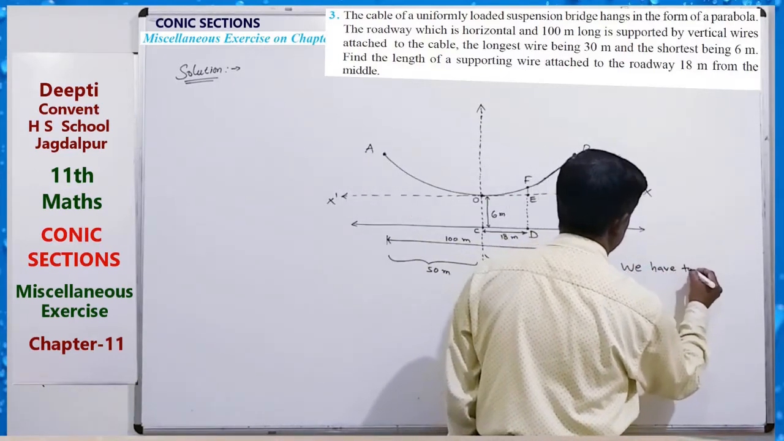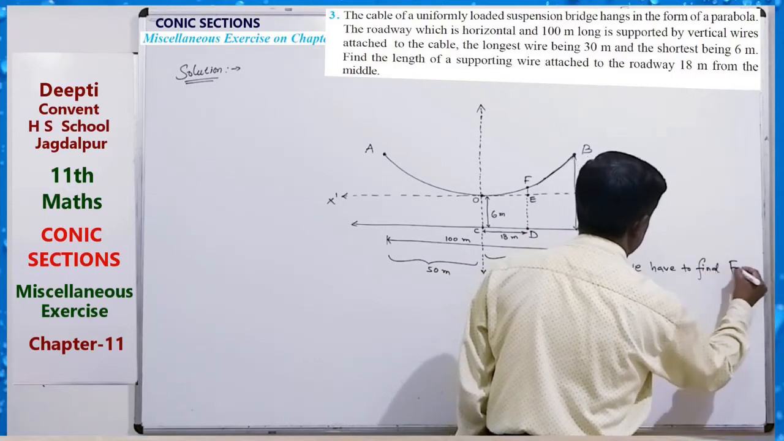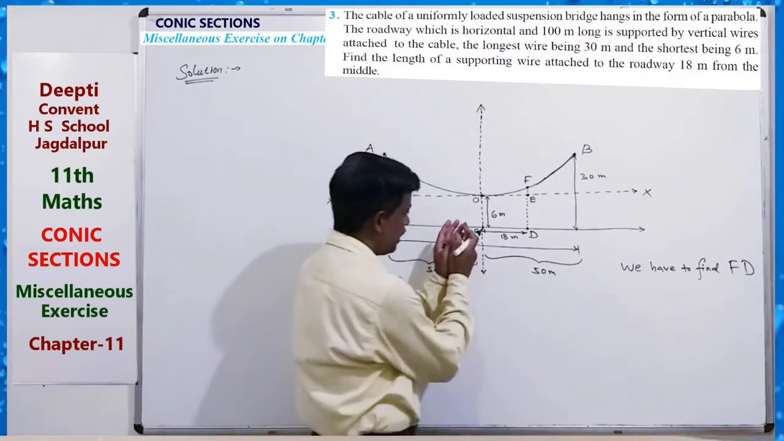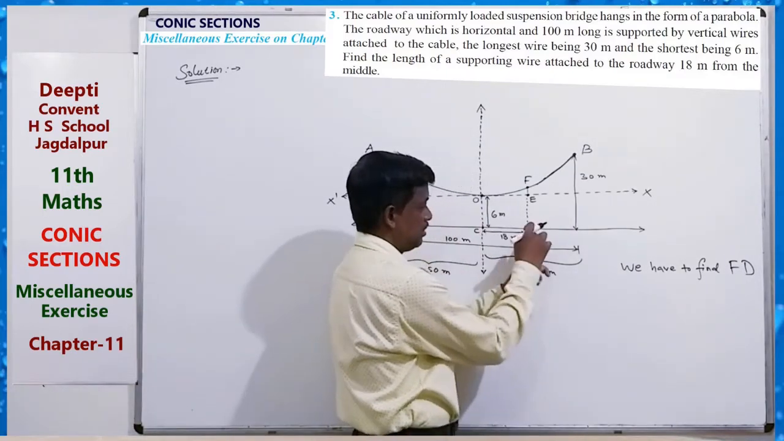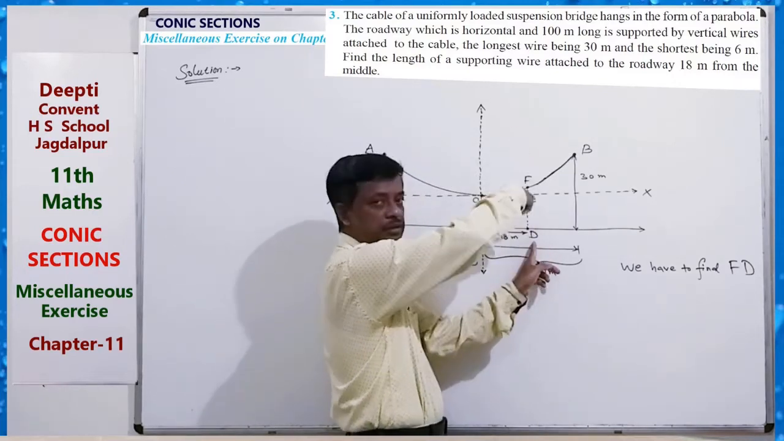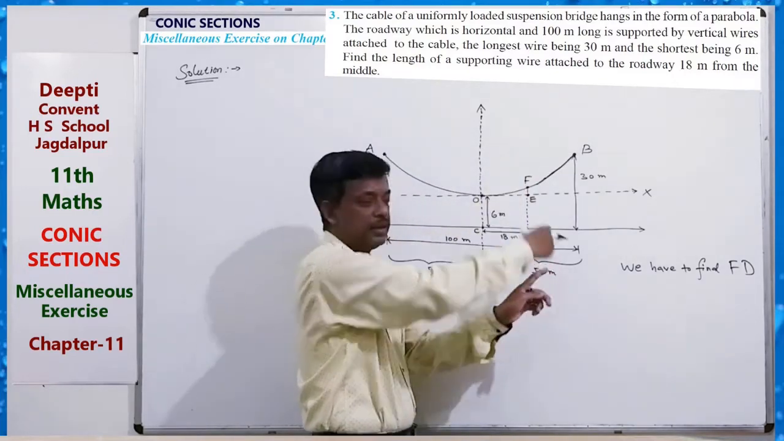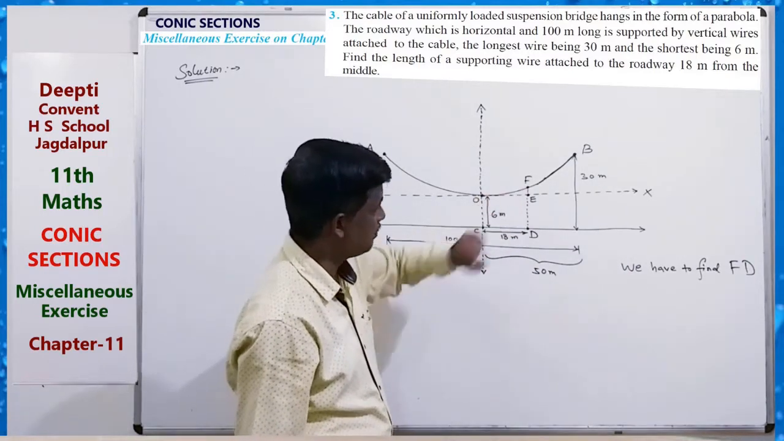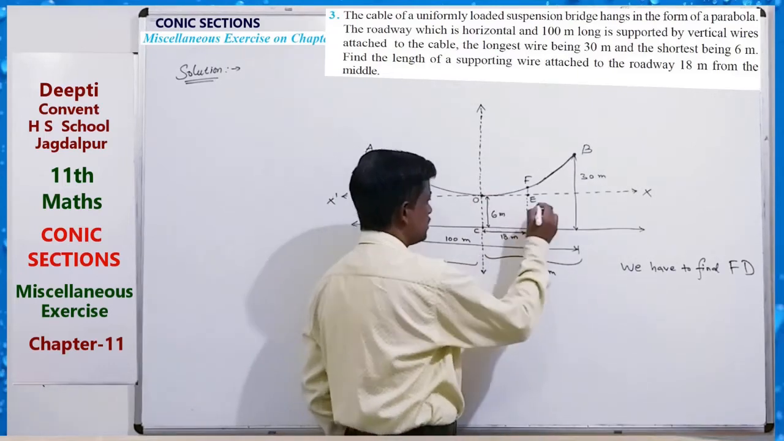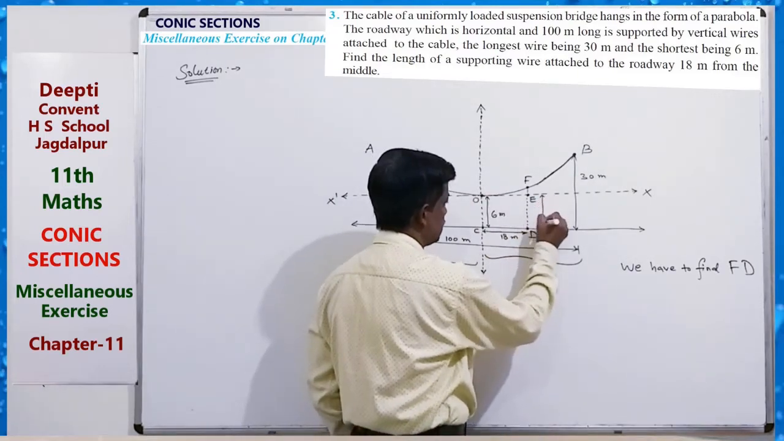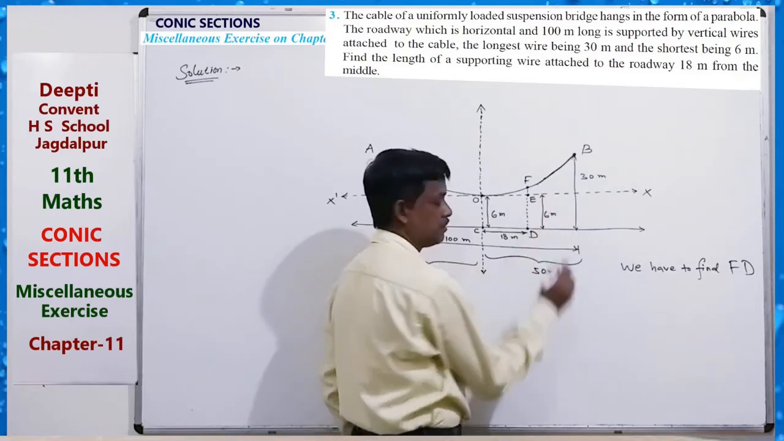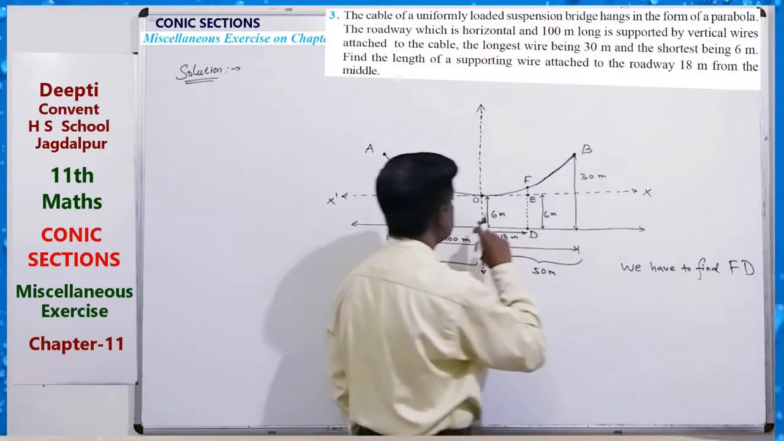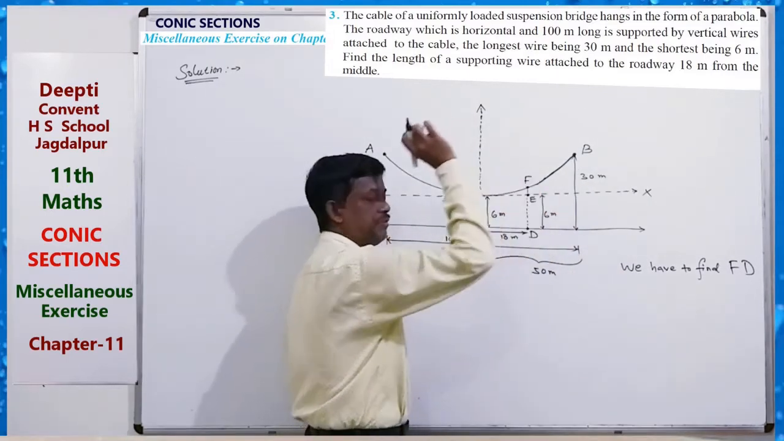We have to find FD, because at 18 meter distance from the middle, what is the length of the supporting wire attached to this loaded wire? So FD: here this is 6, so FD equals 6 plus FE. FE is required.